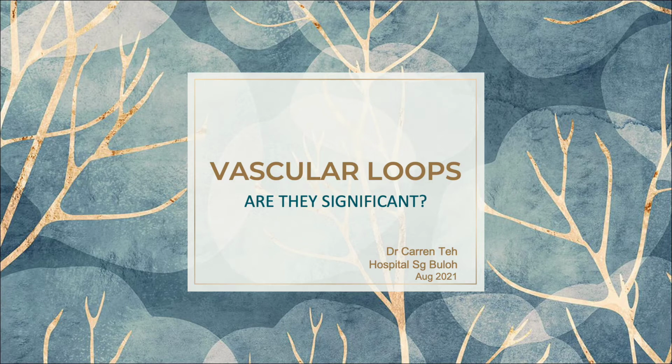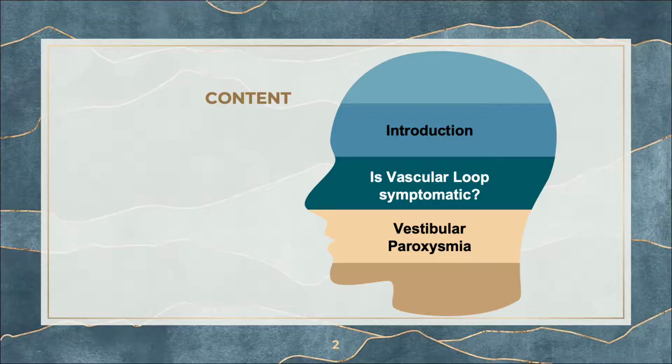I will be talking about vascular loops in this session and their significance. My lecture will be divided into three parts, which begins with introduction focusing on anatomy, followed by whether vascular loop is symptomatic, and ending with vestibular paroxysmia.